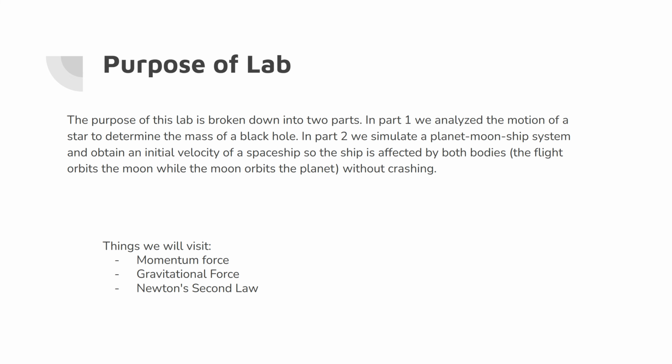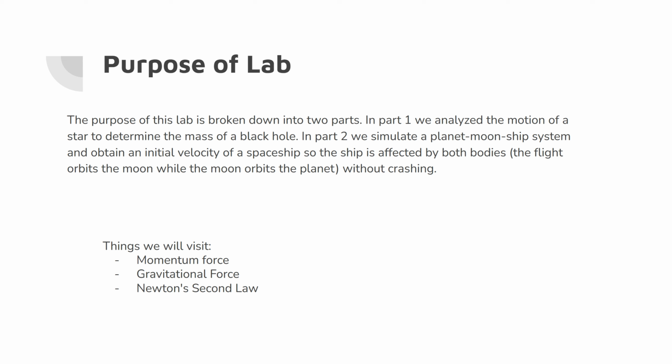The purpose of the lab is broken down into two parts. In part one, we analyze the motion of a star to determine the mass of a black hole. In part two, we simulate a planet-moon-ship system and obtain an initial velocity of a spaceship. The ship is affected by both bodies, which means the ship orbits the moon while the moon orbits the planet without crashing or being sucked into the black hole.